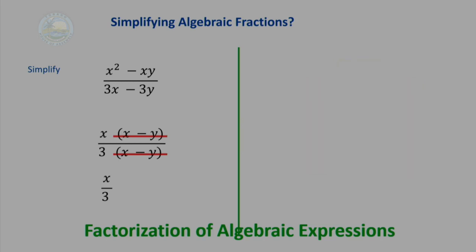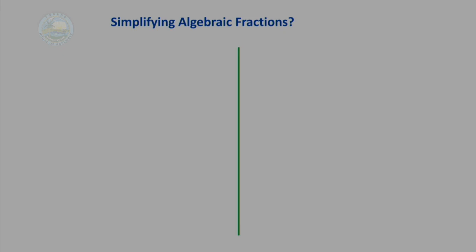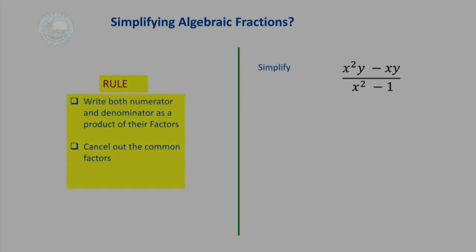Looking at another example here, we want to simplify. What are we simplifying now? We want to simplify x squared y minus xy all upon x squared minus 1. To simplify that, again, we need to remember what the rules are. The rules here are to write both numerator and denominator as a product of their factors, and then we cancel out the common factors. Looking at the numerator, what are our common factors in the numerator? Remember, if you have forgotten this, or if you need to do a little recap on factorization, you can check one of our previous videos.